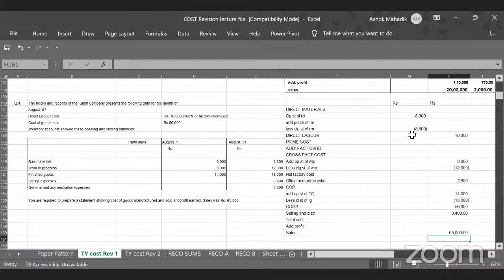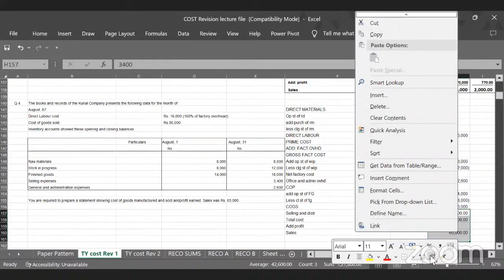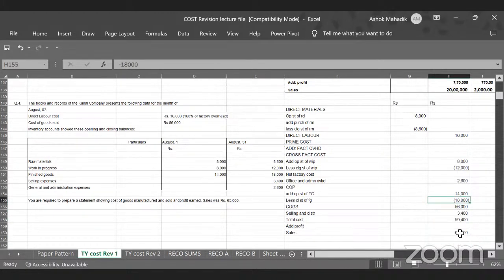Okay. So let us find out the missing raw material purchased amount. In such a case, we have to go reverse. Now COGS is given to us and selling and distribution is also given. So we can add these to get the total cost, right? So 56,000 plus 3,400 will give me, let me remove zeros here, 59,400.